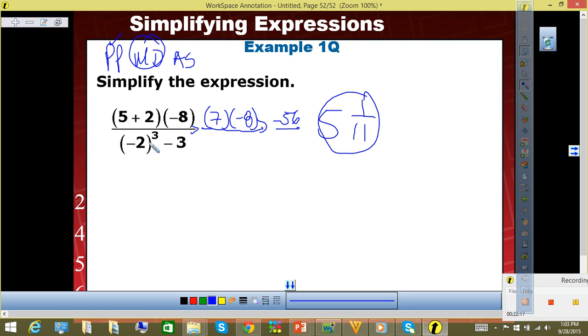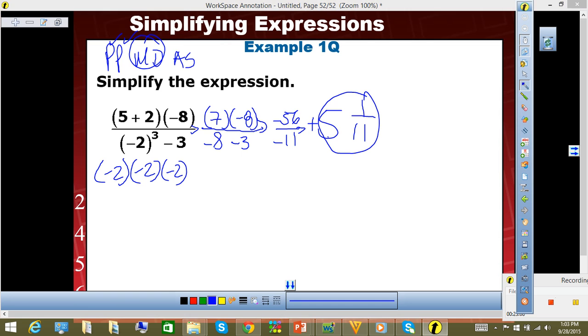Denominator. Powers. Yes, that becomes negative 2 times negative 2 times negative 2. So that becomes negative 8 minus 3. Is that correct? Negative 8 minus 3, that's negative 11. Since these are the same sign, the answer is a positive. 11 fits in there how many times? 5 and 1, 11. No, let's just go to the next step and simplify to lowest terms.